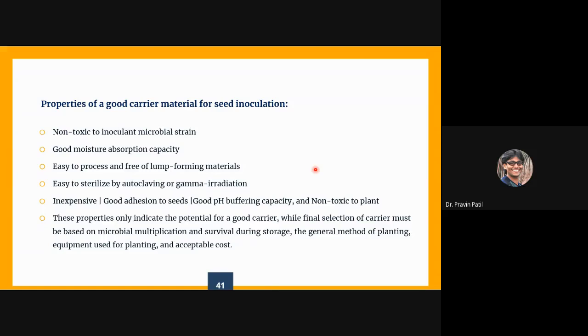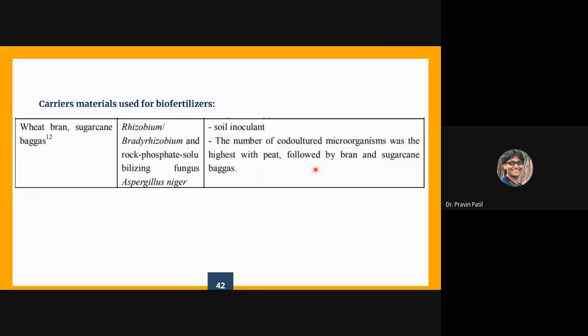So even though these properties are potential or important, crucial to understand, the ultimate decision should be taken after considering the microbial multiplication level, their survival during the storage, their general method of planting, and also the equipment used in the process. So all these factors should be considered before concluding to the specific biofertilizer application in a particular field. So this is an example, an actual studied work where wheat bran and sugarcane bagasse was used for Rhizobium and Aspergillus niger species, where the inoculant was prepared and applied into the solution.